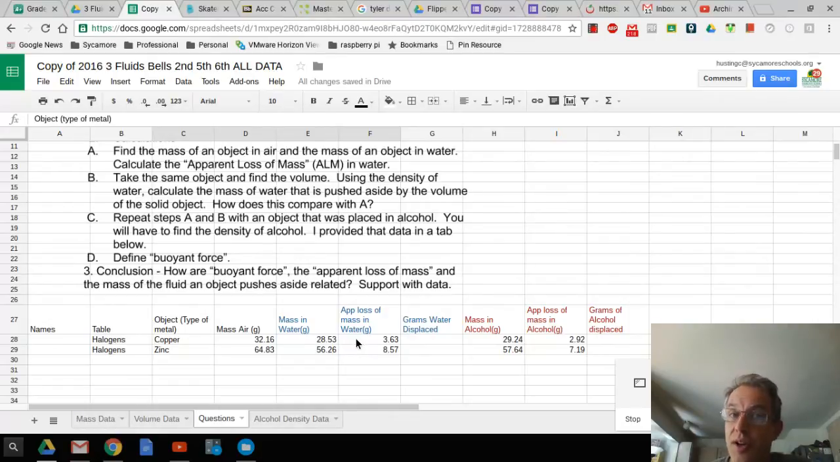So you're going to have to show your calculations, pretend I'm stupid, label, numbers, everything. Show me how you came up with that data. And they did the same for alcohol. Here's the mass in alcohol. Here's the mass in air. The apparent loss of mass when we weigh something in alcohol.